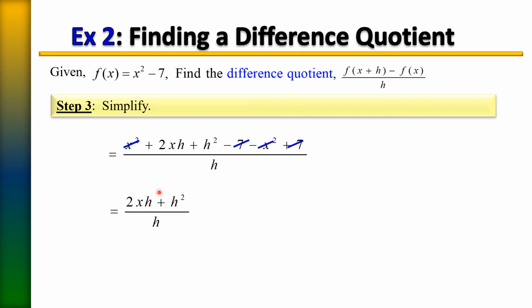Okay, on top, it looks like we have a common factor that we can take out, the greatest common factor, because they both share these two terms on top. They share an h in common, so let's factor the h out, and we'll write what's left in parentheses. And now that we have that factored out, we can cancel a common factor of an h up top with a common h down below. Once we do that, we are left with 2x plus h, and that is our answer.